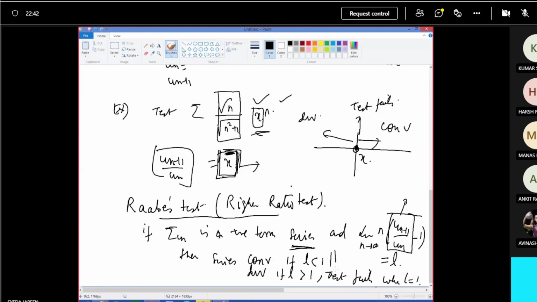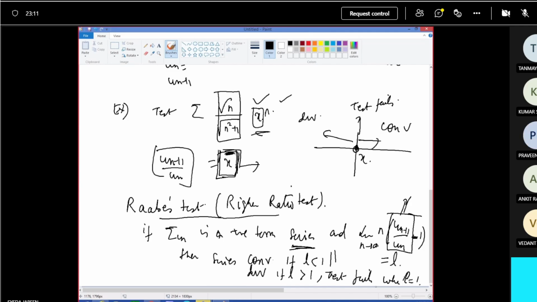Ma'am, in the equation it is written -1. Yeah, this is -1. Actually, I have made a bracket. This part is the ratio. There is -1 over here. Ma'am, you have written limit n tends to infinity n into. Yes, n into limit n tending to infinity, n into bracket un plus 1 by un minus 1, bracket closed. Ma'am, test will fail when L is equal to 0. No, L is equal to 1 over here.